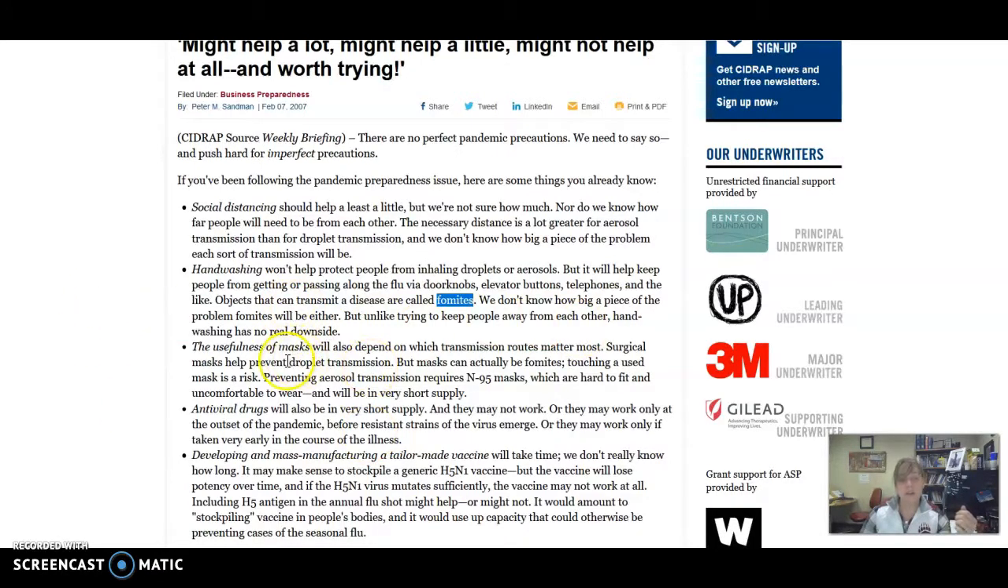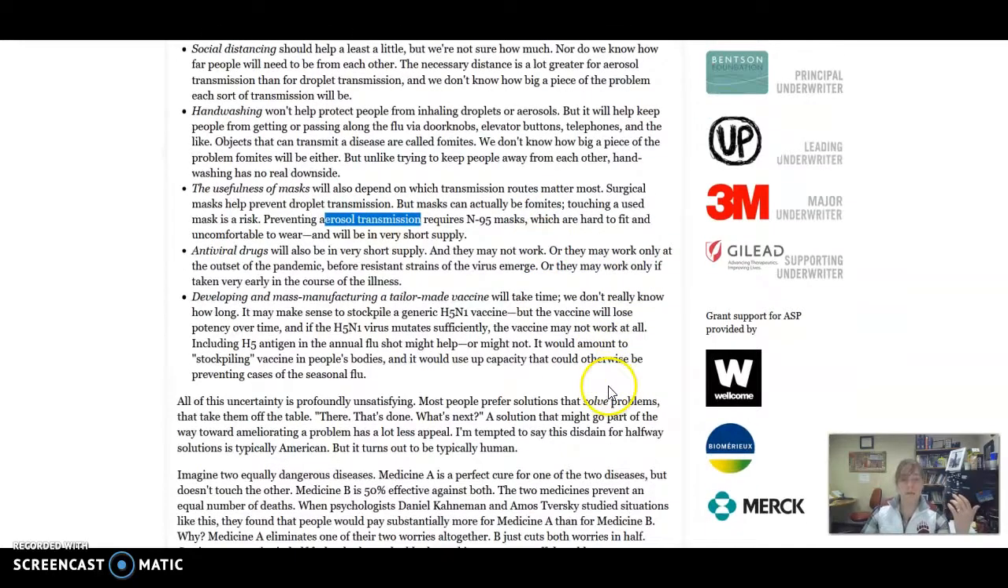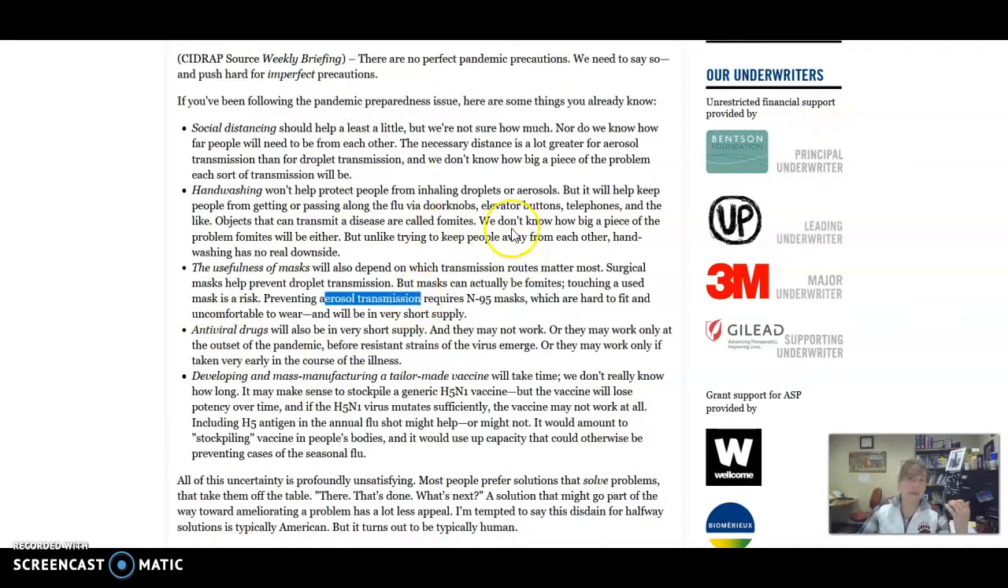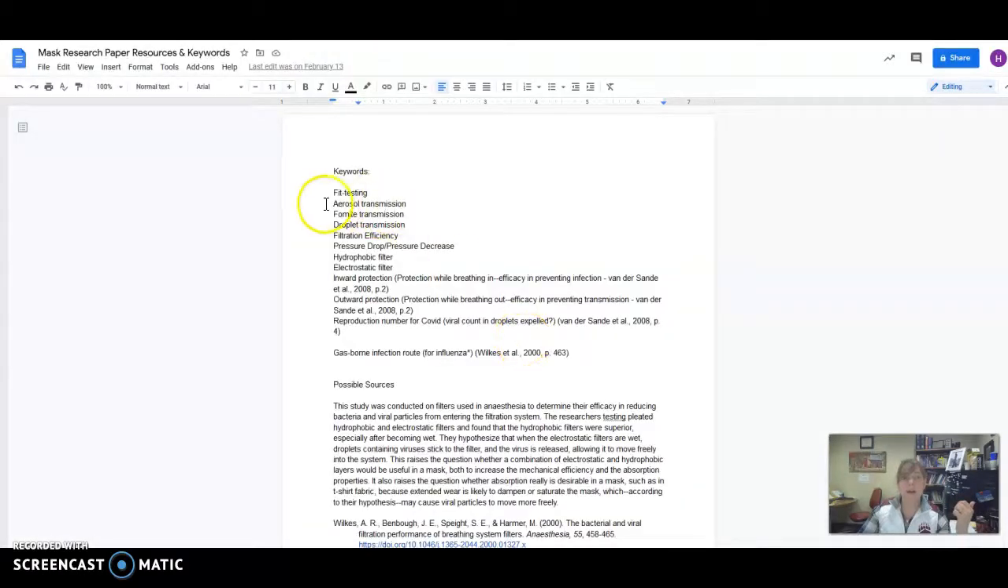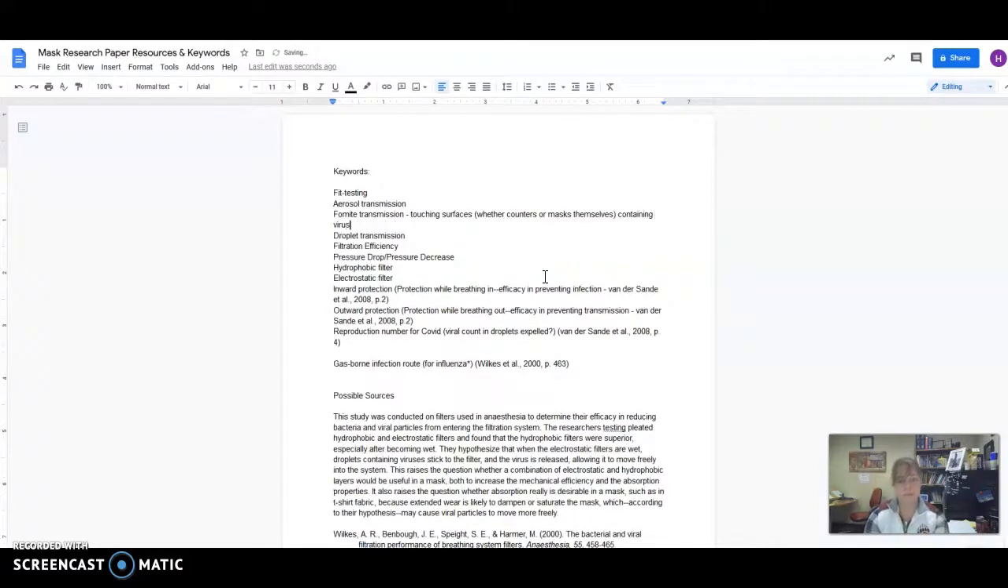So then you'll notice that we have, again, droplet transmission, aerosol transmission. These are terms that we run into. I found three or four terms in this article that are going to be useful to me. So if I come over here into my glossary, here they are: aerosol transmission, fomite transmission, droplet transmission. What I might do here is say touching surfaces, whether counters or masks themselves, containing viruses. So if we sneeze or we cough and those droplets settle on that surface, then that becomes a fomite that can transmit the virus from one place to the next if we touch it.